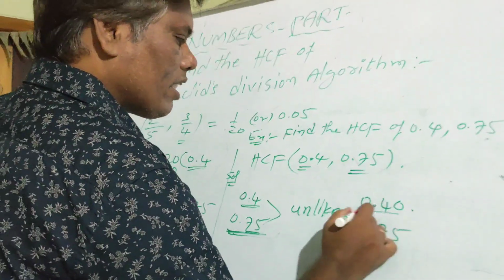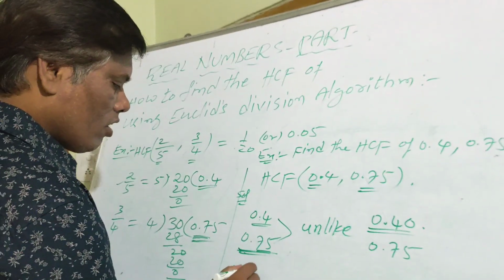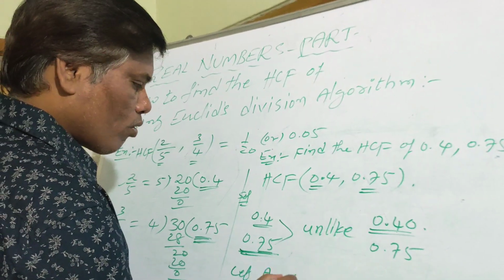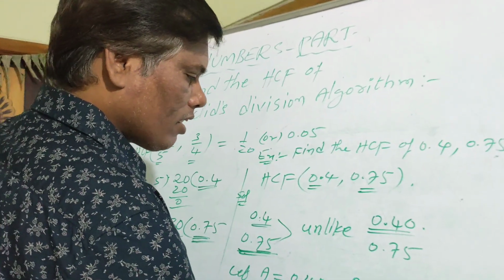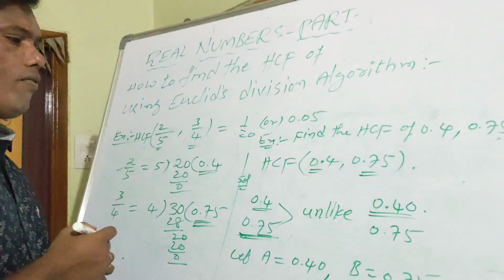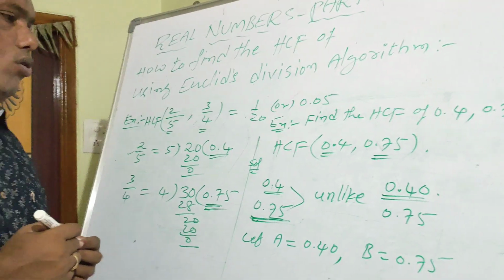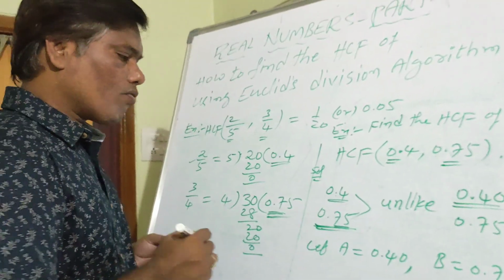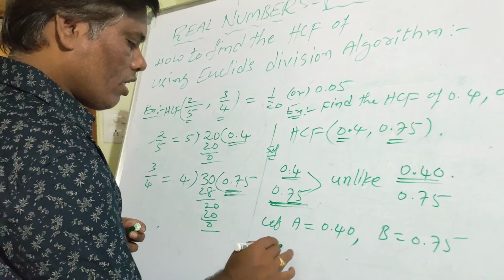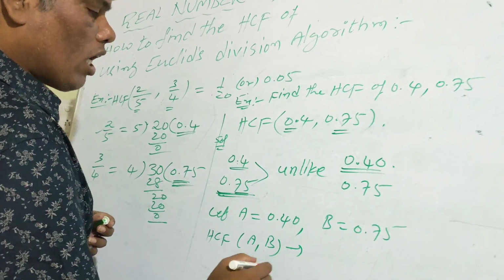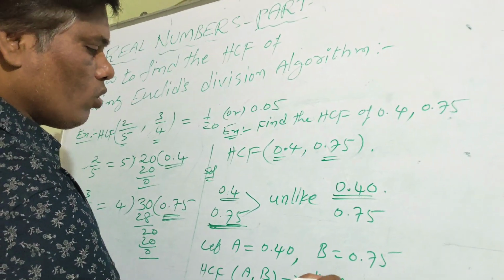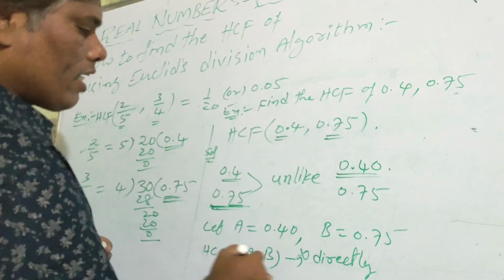0.75. Now let us take it as a. So let a is equal to 0.40, and b is equal to 0.75. So directly we cannot apply Euclid's division algorithm to these numbers. We cannot find the HCF of a comma b directly.